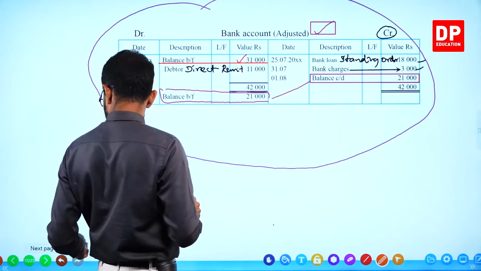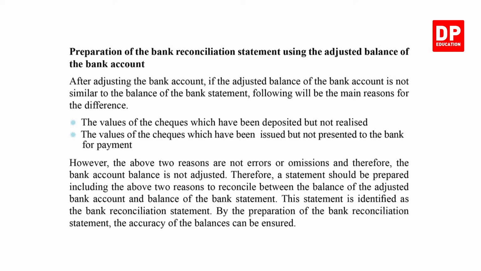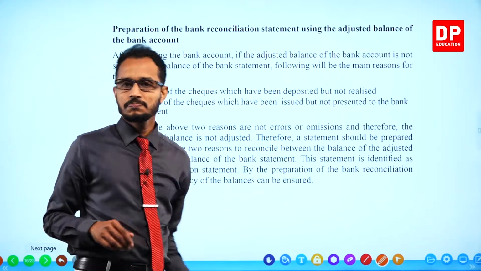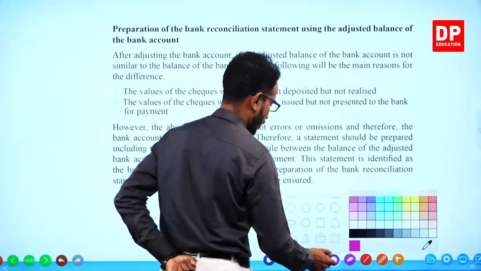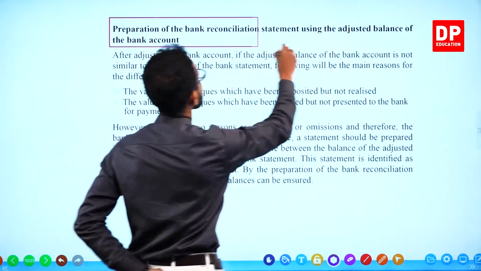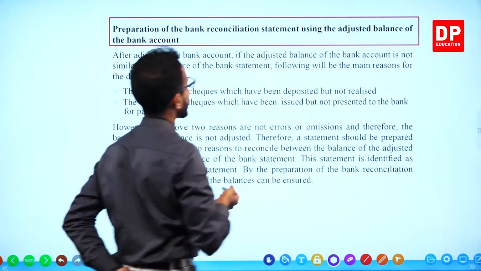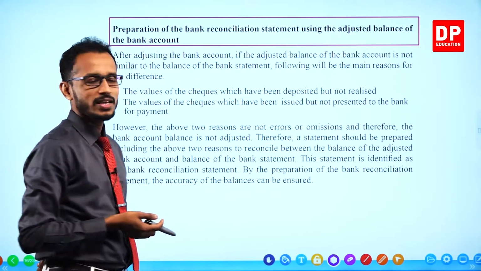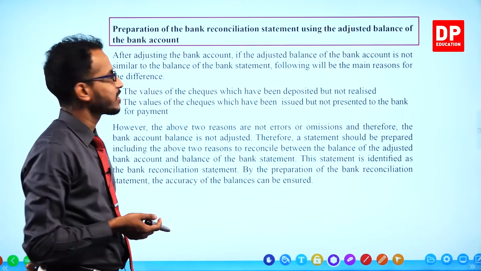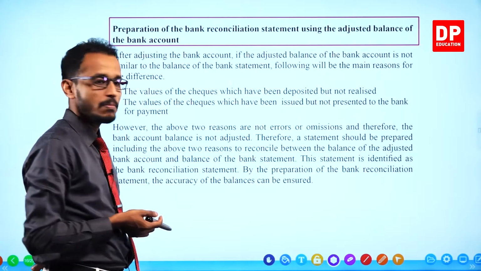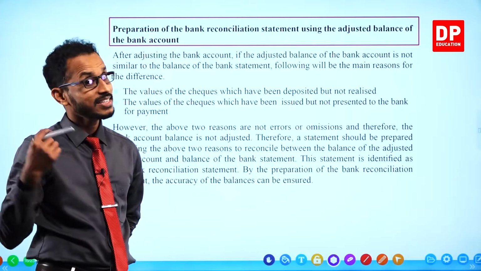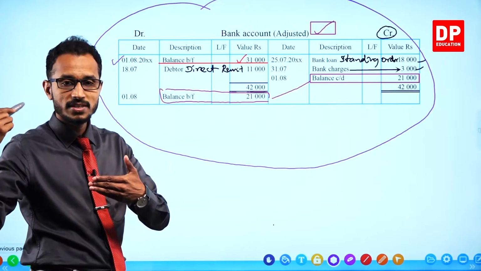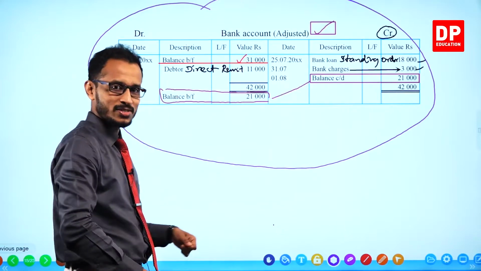Then the next slide should be the next part: preparation of the bank reconciliation statement, using the adjusted balance of the bank account. Using that. Where am I pointing? I should point here. Using this.